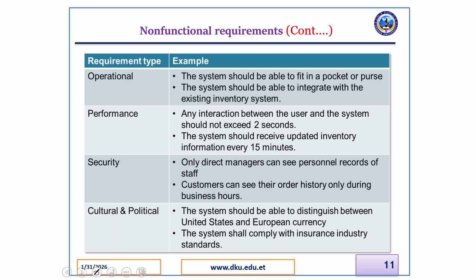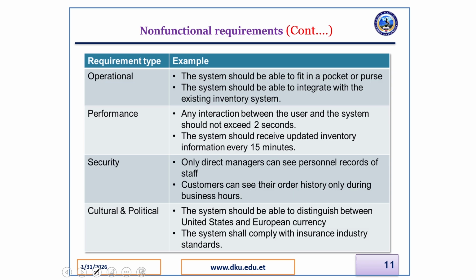The other one is performance. Any interaction between the user and the system should not exceed 2 seconds. The system should receive updated inventory information every 15 minutes. And the other requirement type is security. Only direct managers can see personal records of staff. Customers can see their order history only during business hours.